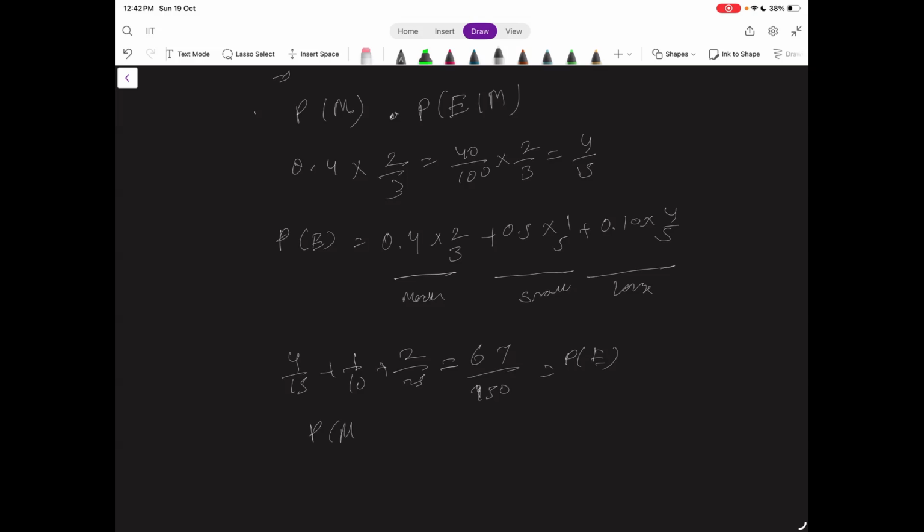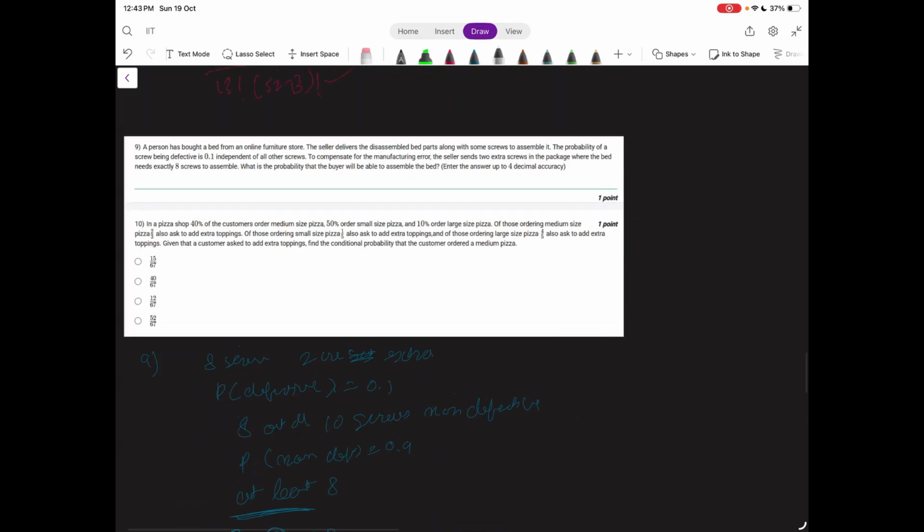Now the probability of medium given extra is 4 over 15 times 150 over 67. Your final answer is going to be 40 over 67, which is 0.57597, or 40 over 67. This is your answer right here.